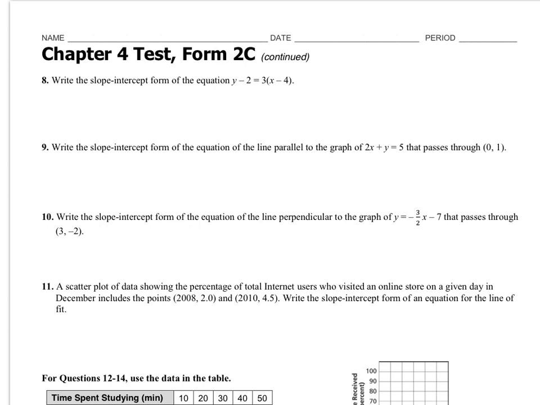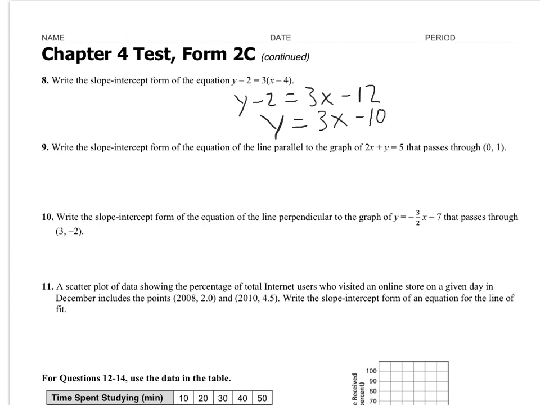Okay, second page. Looking at number 8, same thing as number 7. Let's just distribute that 3. So y minus 2 is equal to 3x minus 12. And then let's add the 2 over. So y is equal to 3x minus 10.